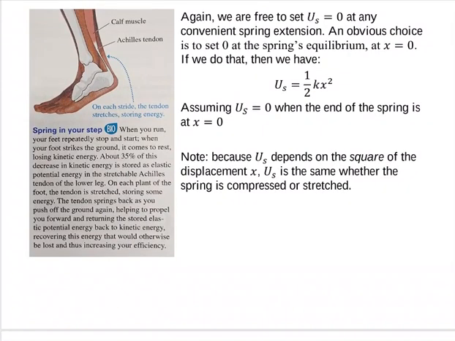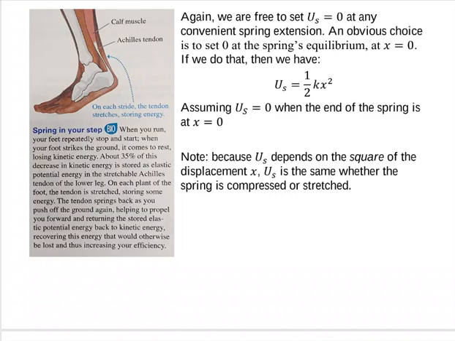Again, we're free to set the baseline for potential energy equal to 0 at any convenient spring extension. So wherever we want to start is where we can start. An obvious choice is to set 0 at the spring's equilibrium point. So we can make that x equals 0, where our potential is 0. If we do that, then we have U sub s equals 1/2 kx squared, assuming U sub s equals 0 when the end of the spring is at x equals 0.